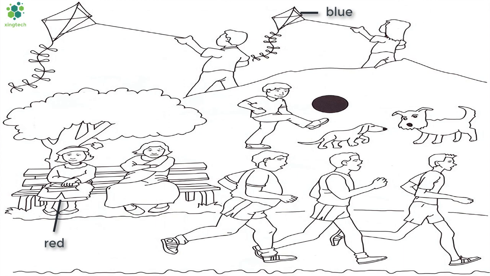Three. Can you see the two dogs? Yes. One is big and one is small. That's right. Now colour the bigger one brown and the smaller one black. OK. I like dogs.